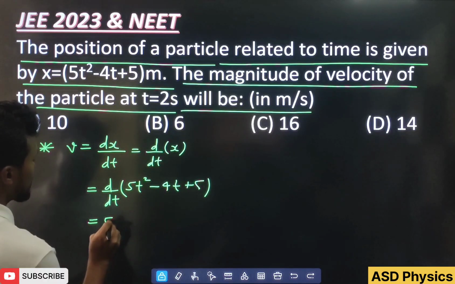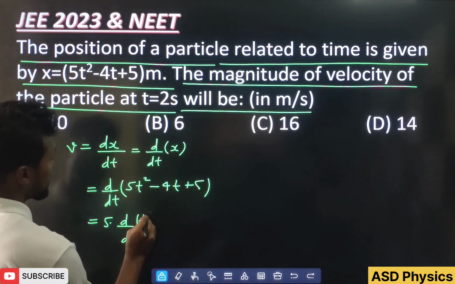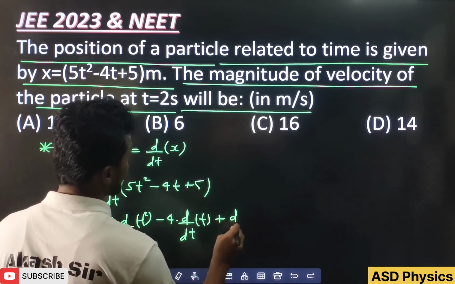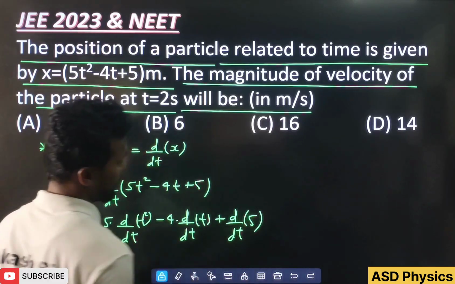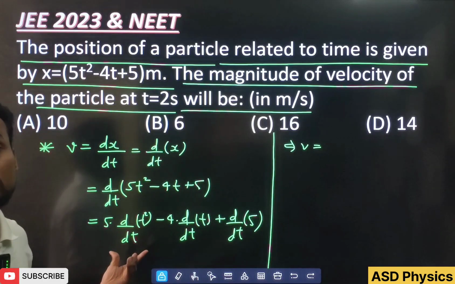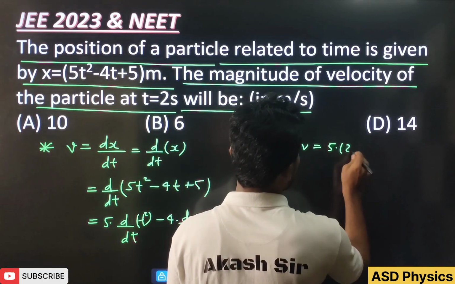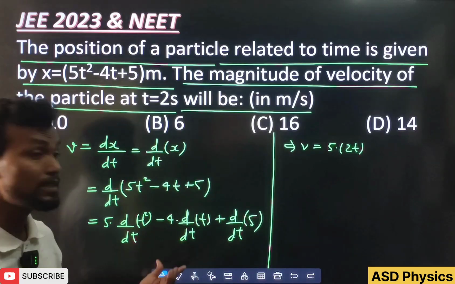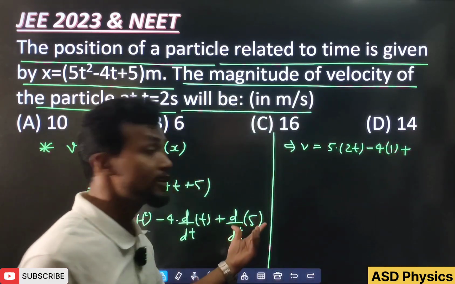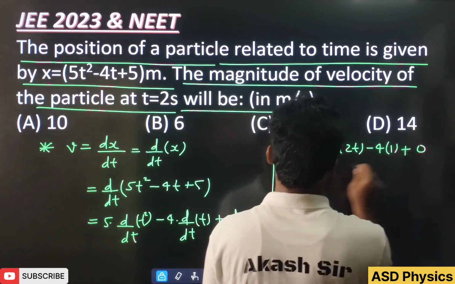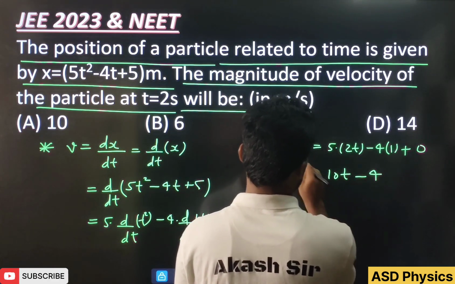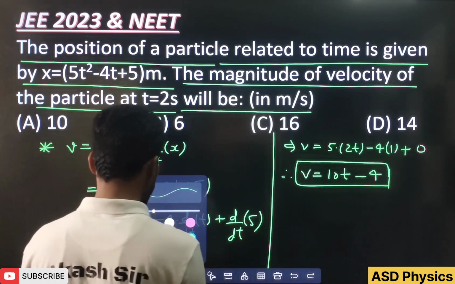Okay, now I am going to separate this: 5 into d by dt of t square minus 4 into d by dt of t plus d by dt of 5. Okay, so the velocity is given as 5 d by dt of t square, which means 2t. So 5 into 2t minus 4 d by dt of t, how much? 1. So minus 4 into 1, and d by dt of a constant, what I have told you? 0. Okay, so what comes here is v equal to 10t minus 4. Now this is the function. Okay, now after that, at which time are they asking here?